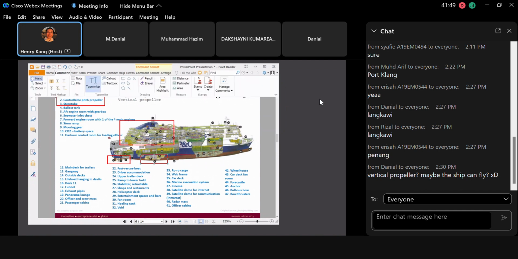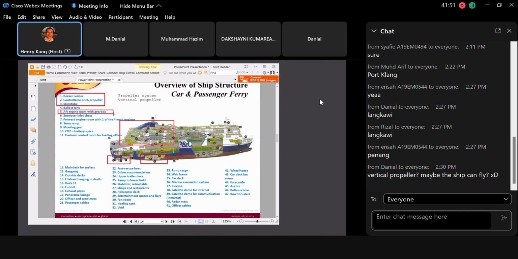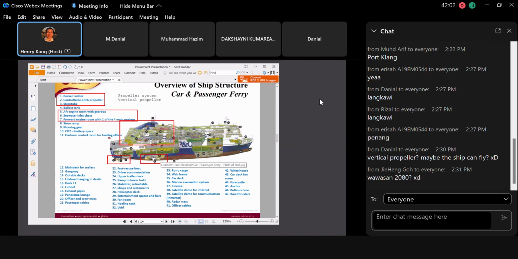567 is the engine room, right? The aft engine room with the gearbox, and the forward engine room with the 1 to 4 main engines. So 567 is the engine room part. The engine room connects to a long shaft, and the long shaft is supported by bearings, and the bearings are used to rotate the propeller. This part gives thrust to move the ship, and the rudder moves to control the direction. So it is the typical traditional horizontal propulsion system.